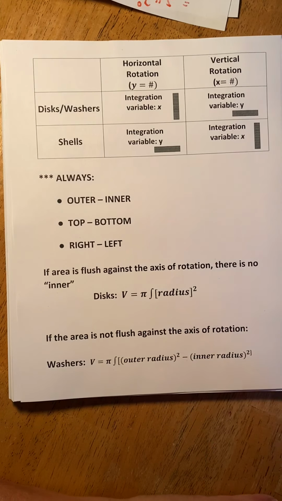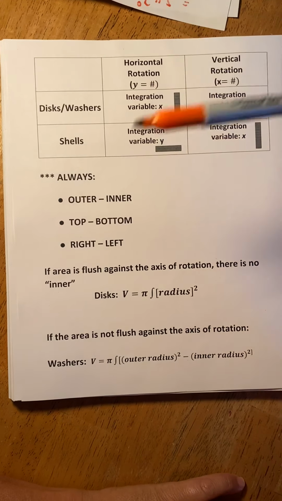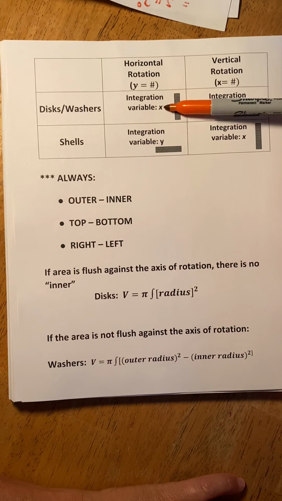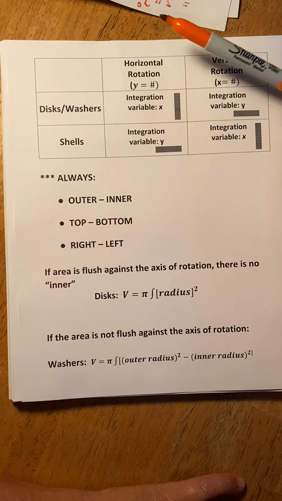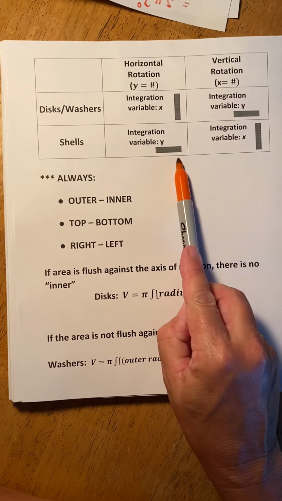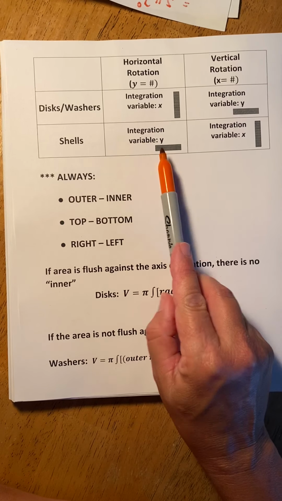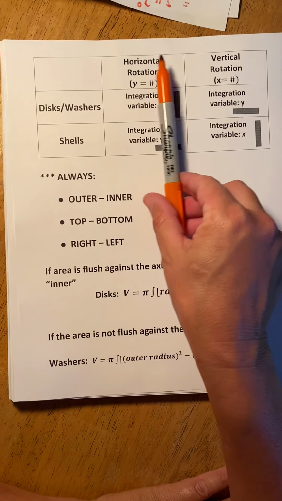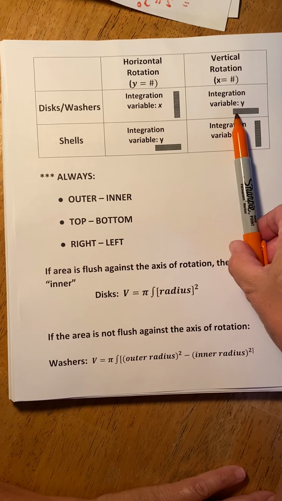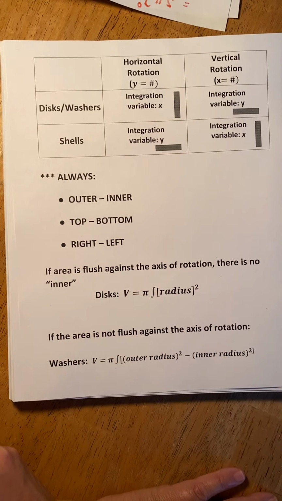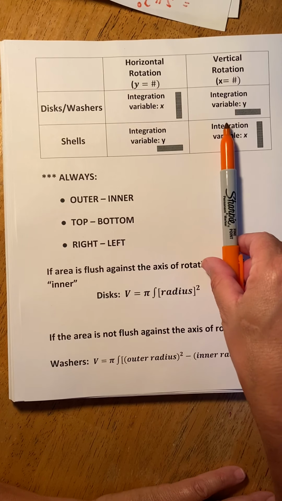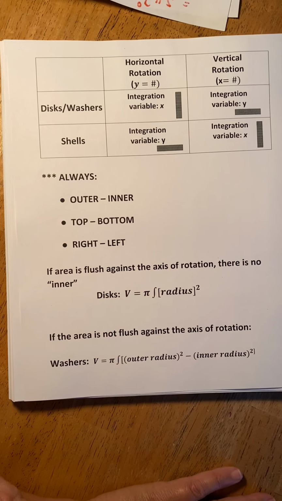All right, so here's my little table. If you have a horizontal rotation, and you have a nice top to bottom relationship, then you use discs and washers and you integrate with respect to x. If you're doing a horizontal rotation, but you have a better right to left relationship between your curves, then you're going to use shells and you can integrate with respect to y. If we're rotating vertically this way, and we have a better right to left relationship, then we're going to use discs and washers and integrate with respect to y. If we have a better top to bottom relationship and we're rotating vertically, then we're going to use shells, and our integration variable would be x.